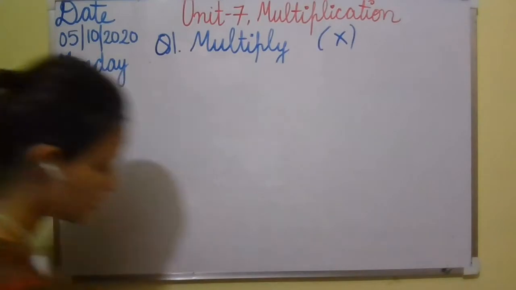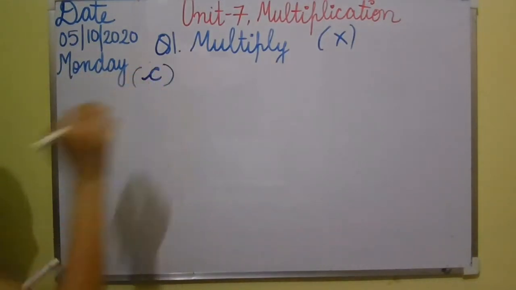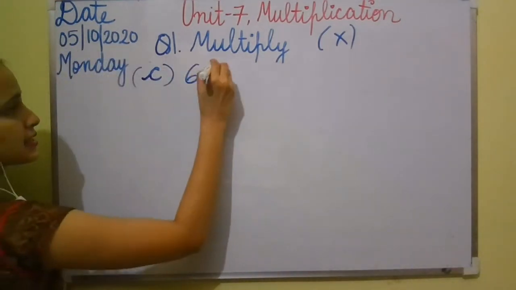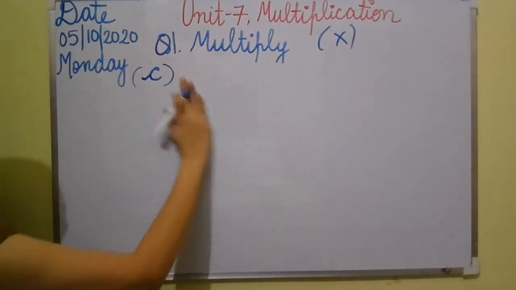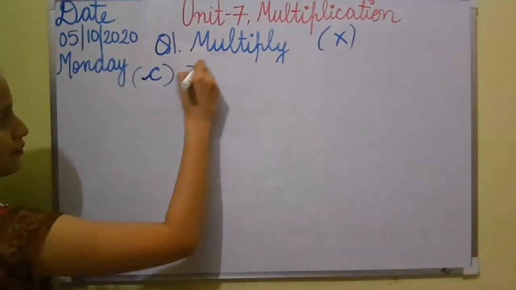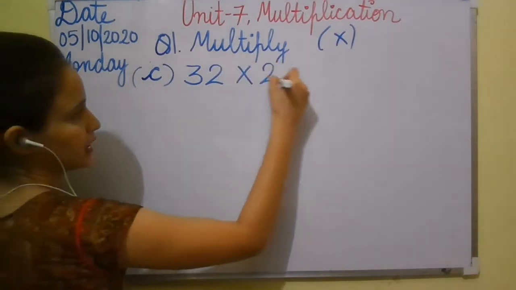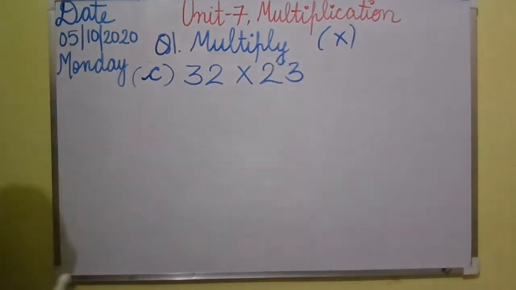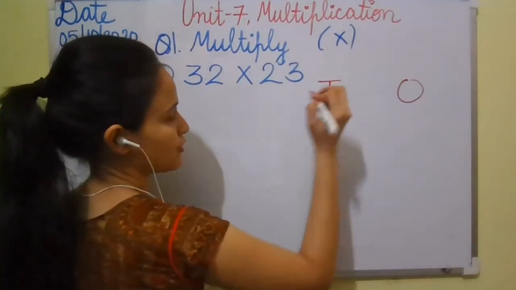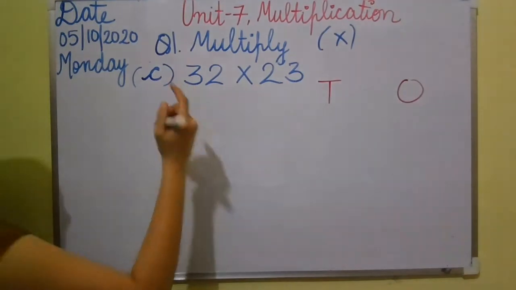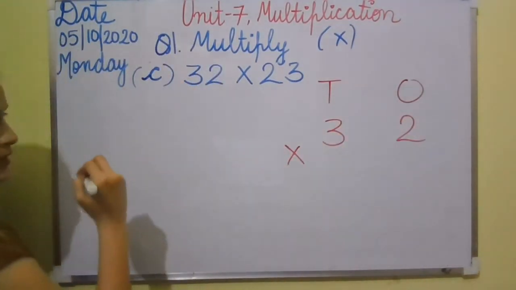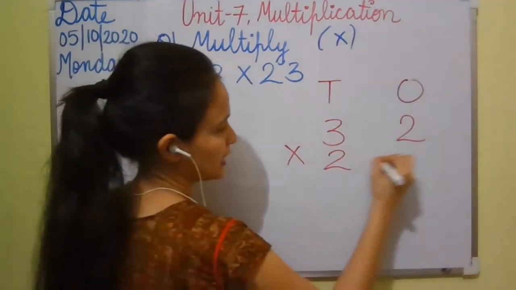Okay, so C part. 32 multiplied by 23. First we are going to arrange the numbers. Both are 2 digits, so we are going to write ones and tens. First number is 32. 32 multiplied by, we put the cross sign, the multiplication symbol, and 23.